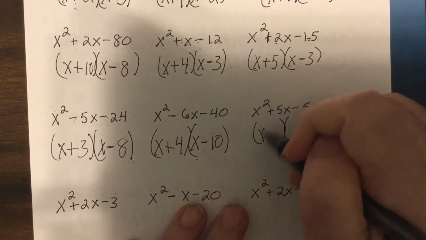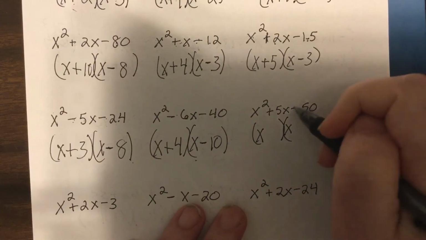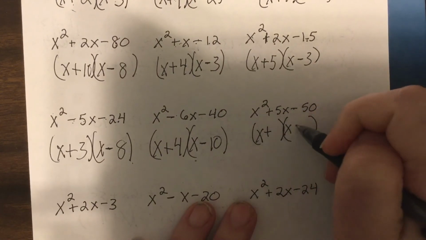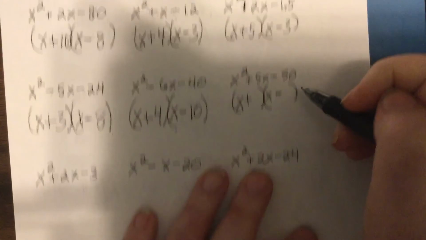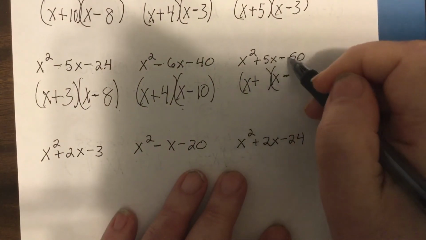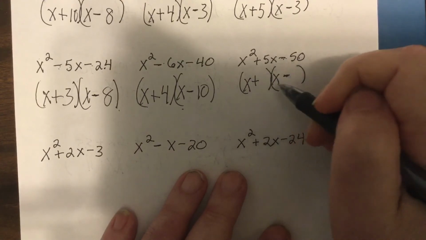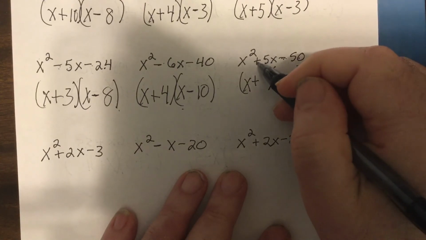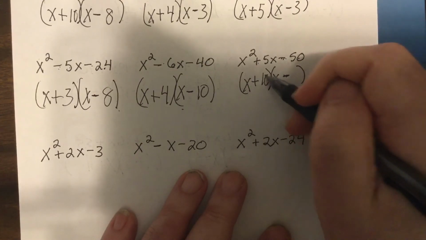Okay, this one. x squared is x and x. Last term's minus, so plus, minus, or minus, plus. What do you multiply to get 50, but you subtract to get 5? That would be 10 and 5. And the largest one goes with the middle sign.